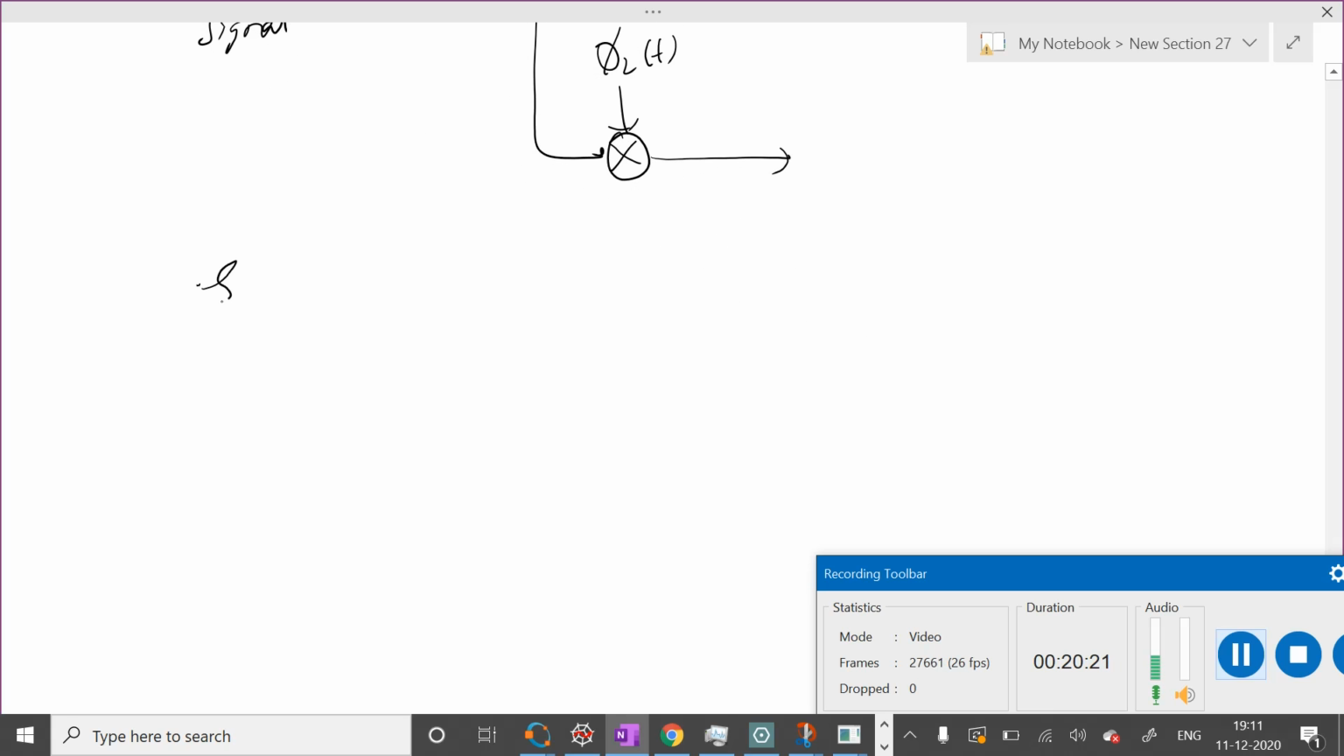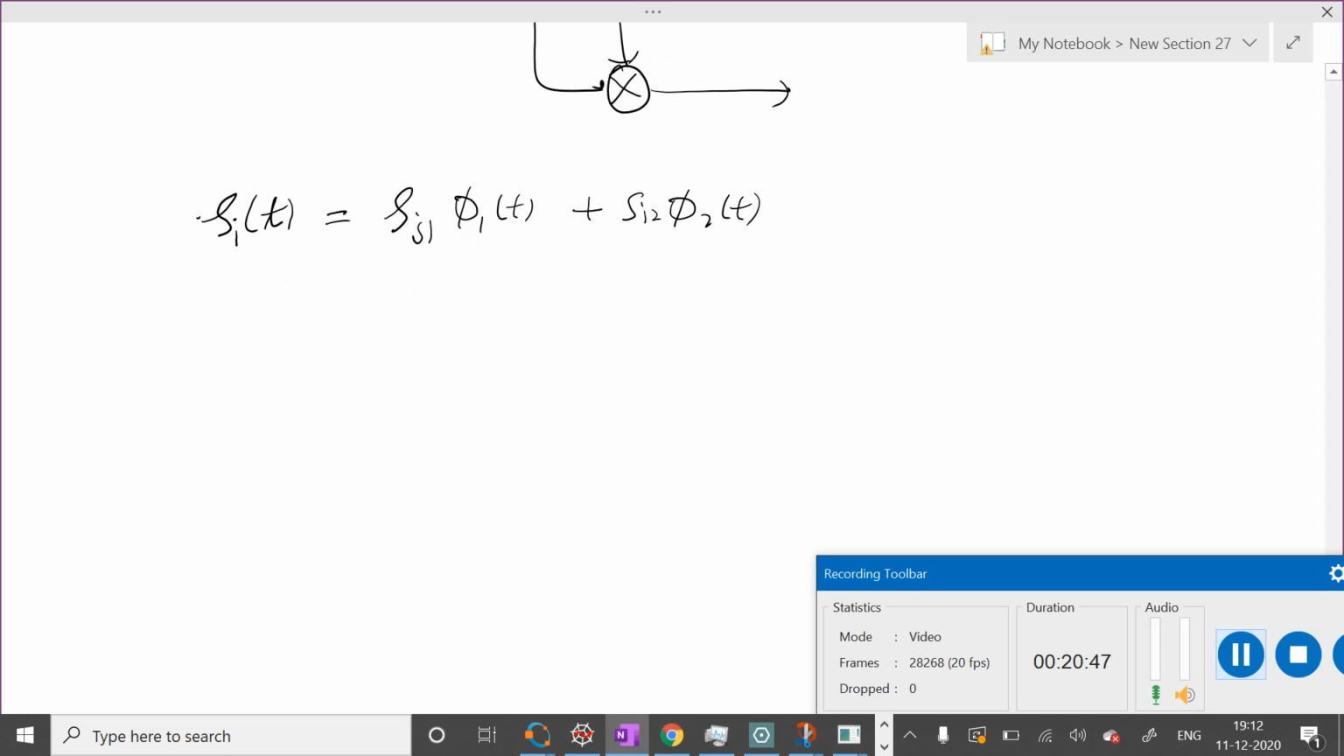So I will represent this s of t as si of t, si1 phi 1 of t plus si2 phi 2 of t, where si1 is cos of pi by 4 (2i minus 1), and si2 is sine of pi by 4 (2i minus 1). Phi 1 and phi 2 are our carriers, an orthonormal pair also. So now what will be the integral over 0 to T of si of t phi 1 of t dt?